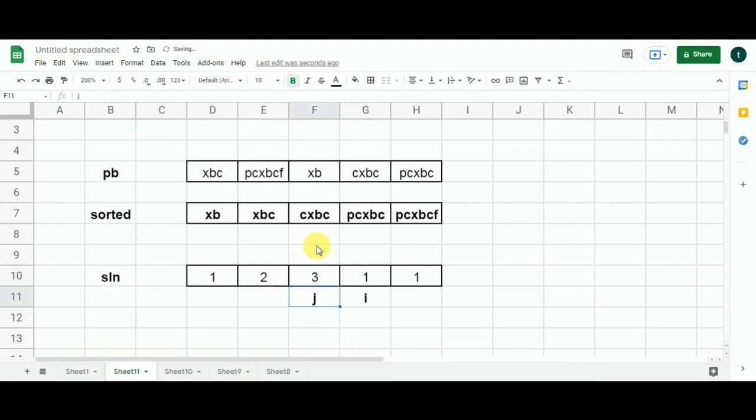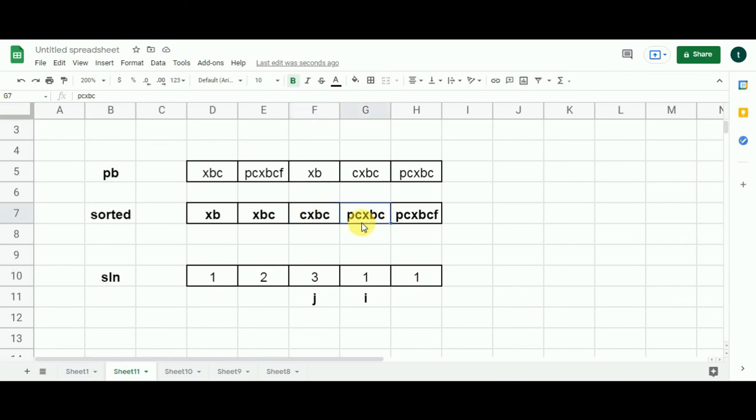Now J represents cxbc and I represents pcxbc already. Check the difference between their lengths. The difference is 1. So condition number 1 is satisfied. It gives us a signal that by adding a character to this particular word, we could get this word.